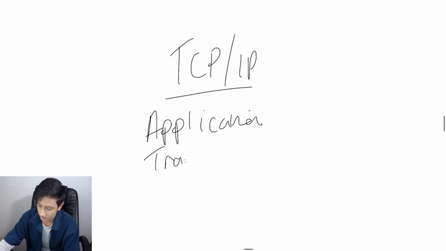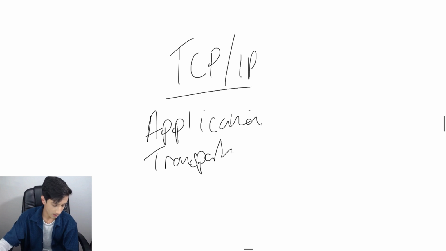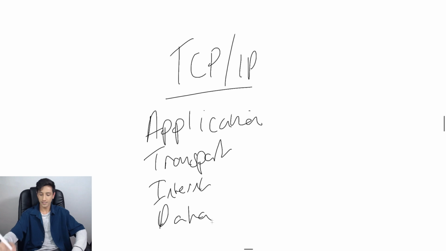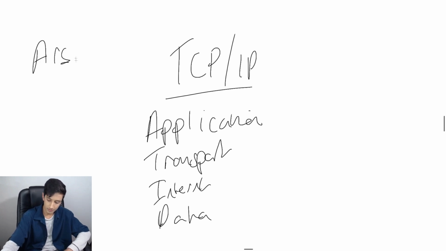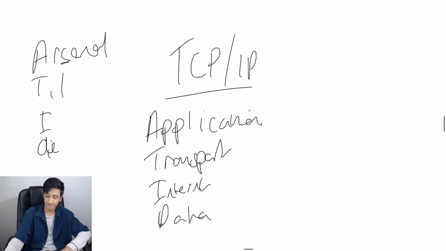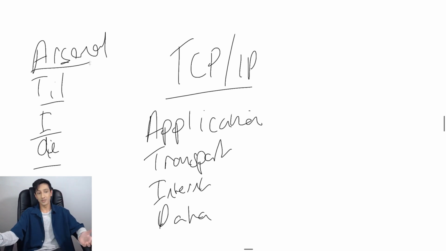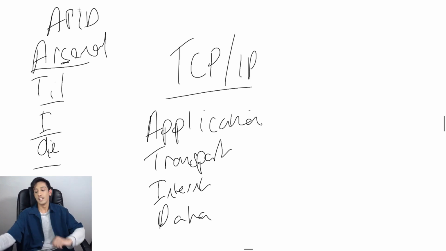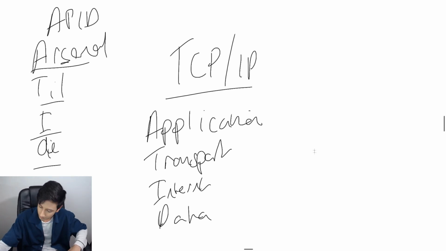It's application, transport, then internet, and then data. I like to remember this as Arsenal Till I Die. That's the way I remember it, and that's the way you're probably going to remember it too. Now I'll explain exactly what all of these mean.